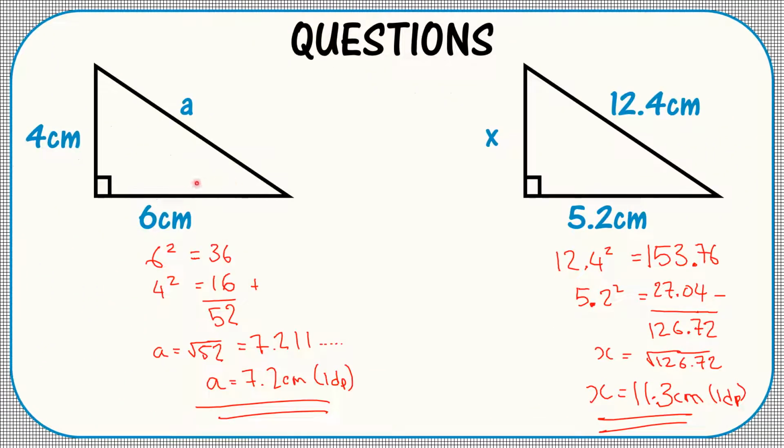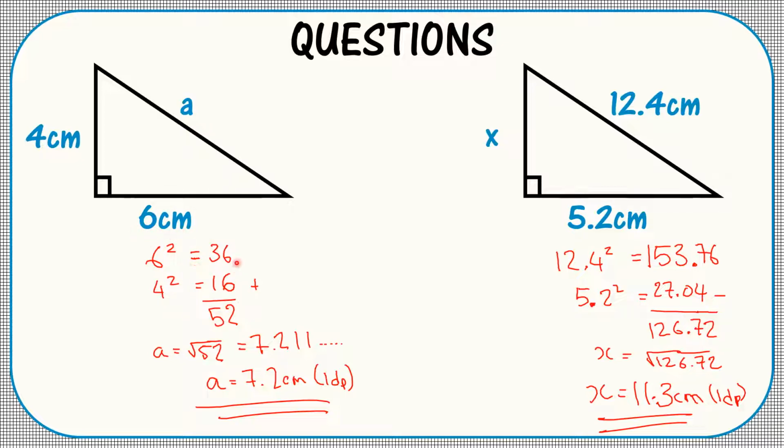Hopefully you had a chance to attempt the questions. Let's go through the answers. We have 4 centimeters, we have 6 centimeters. We are looking for the longest side. So for the longest side, what we will do is square it, add it, square root it. And again, always start with the bigger number.